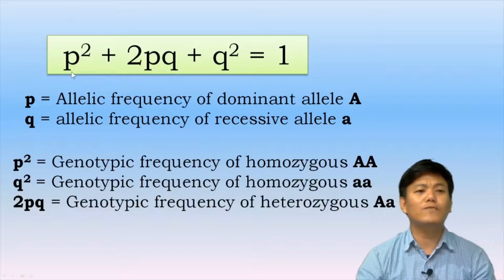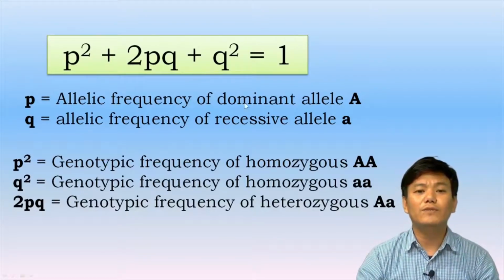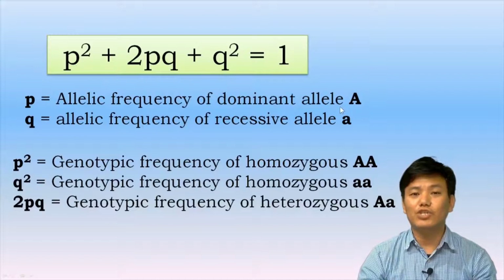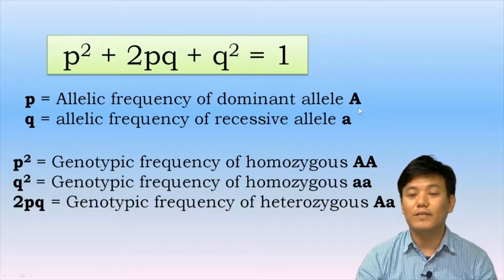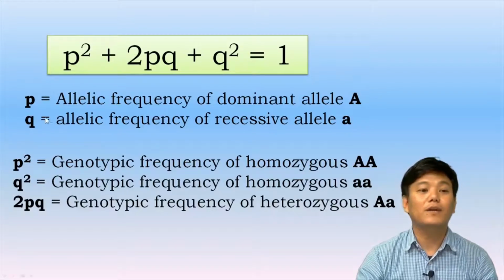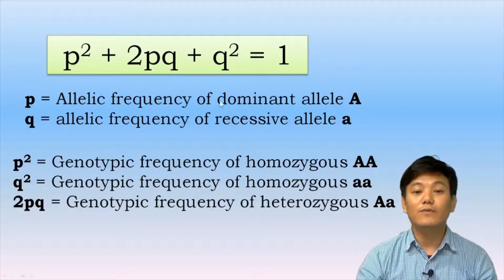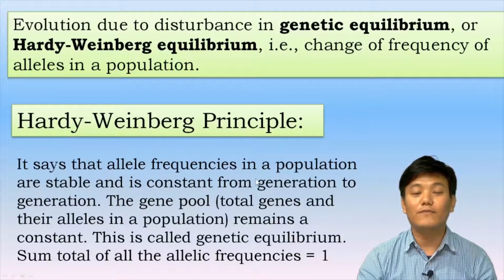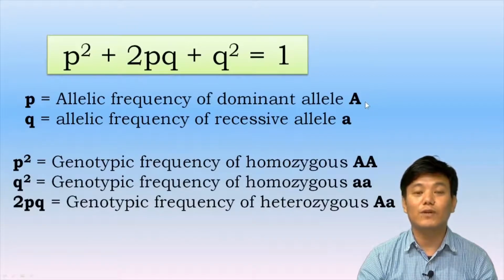In this equation, we have the allelic frequency of a dominant allele. Let's say we have a gene with two alleles, a dominant allele, capital A, and a recessive allele, small a. The allelic frequency of the dominant allele is represented by letter p, and the allelic frequency of the recessive allele is represented by letter q. So p plus q is equal to 1, since the sum total of all allelic frequencies is 1. Now if we square p plus q, we get this equation.